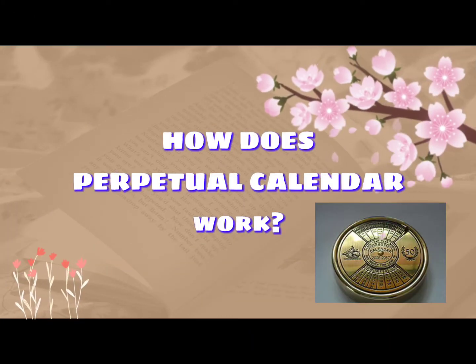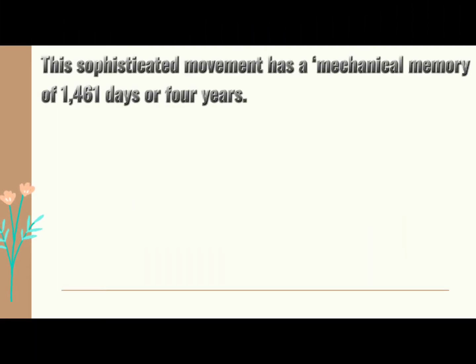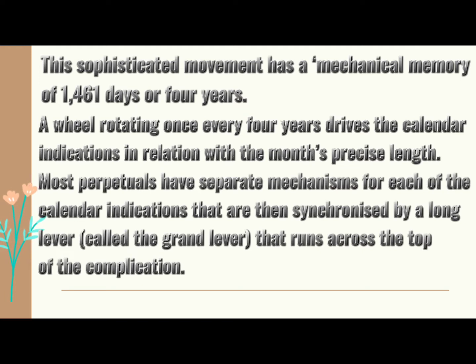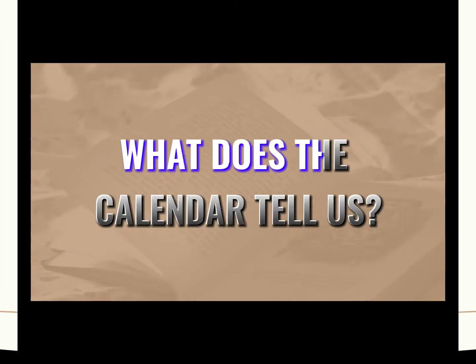How does a perpetual calendar work? This sophisticated movement has a mechanical memory of 1,461 days, or 4 years. A wheel rotating once every 4 years drives the calendar indications in relation to the month's precise length. Most perpetuals have separate mechanisms for each of the calendar indications that are then synchronized by a long lever called the grand lever that runs across the top of the complication.